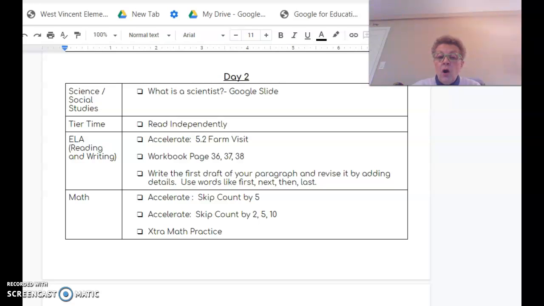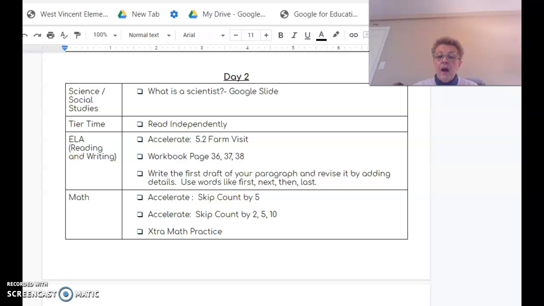And then in math, you are completing Accelerate, Skip Count by 5, and Accelerate, Skip Count by 2, 5, 10. Two of those Accelerate lessons. And then, of course, please remember to do your extra math practice.